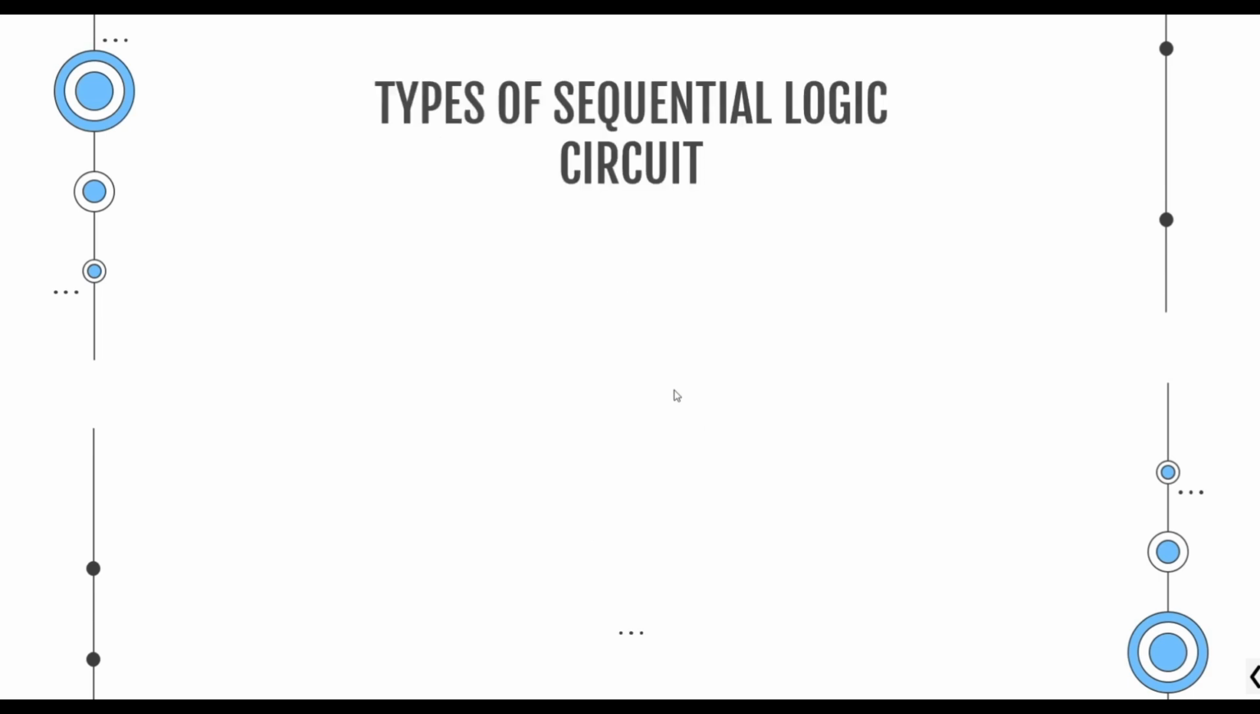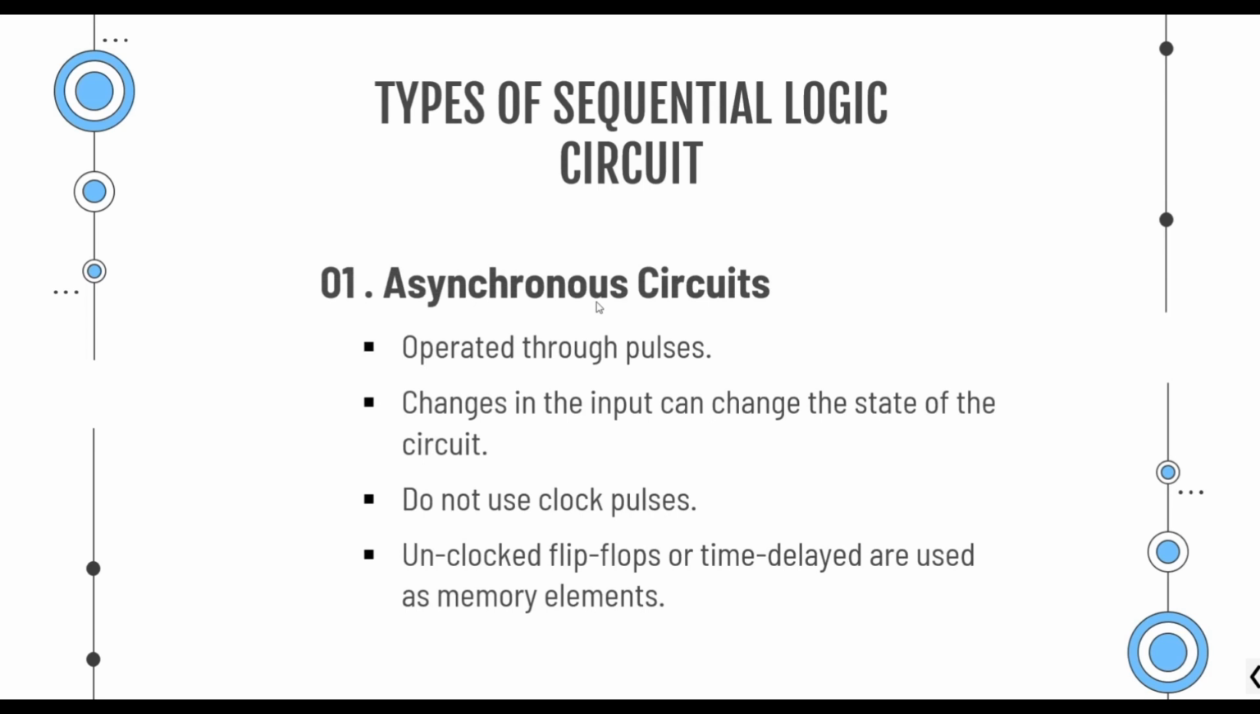And there are two types of sequential logic circuits. The first type is asynchronous circuits. This asynchronous sequential logic is not synchronized by a clock signal. They are operated through pulses. The output of the circuit changes directly in response to the changes in the input.